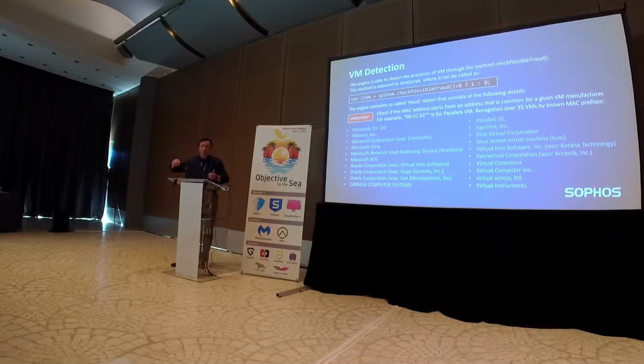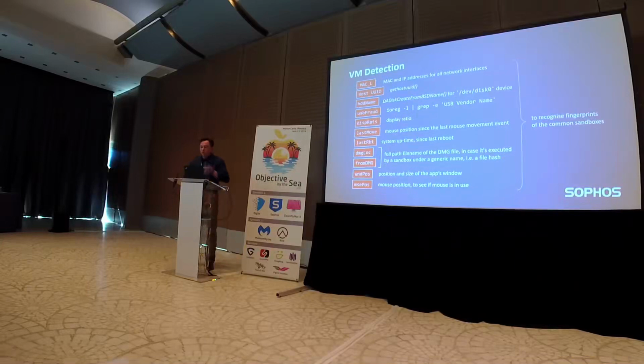And here's just a small snapshot of the virtual machines it recognizes. The names you can see here are how the software uses them internally. So they come from the encrypted strings. Other methods: it takes the MAC and IP addresses for all network interfaces, gets the host UID, it wants to know the disk name from the BSD name, it wants to know the USB name and vendor name. It could be something containing VMware or VBox or whatever. Display ratio. It reads the mouse position since the last mouse move, just to see if the mouse is actually moving. Because if the installer goes on and the mouse is not moving, there's something dodgy, right?